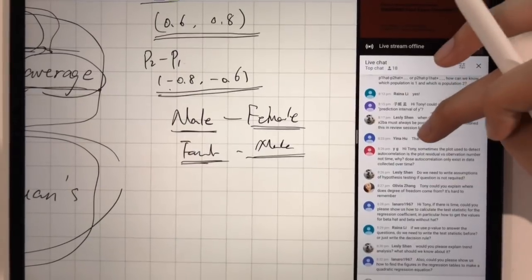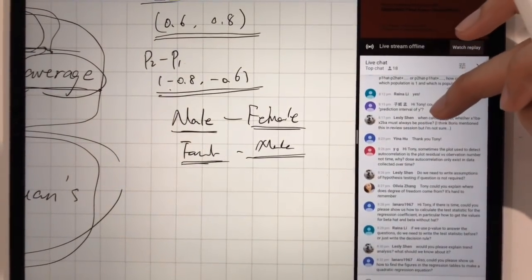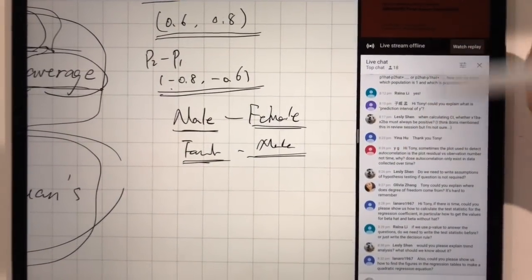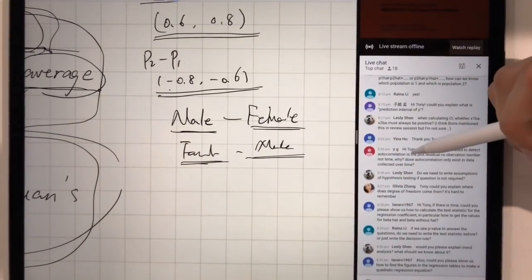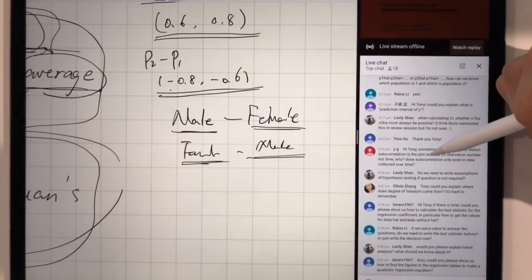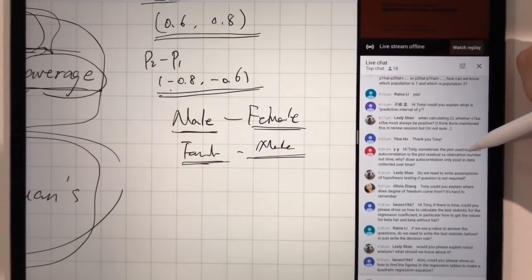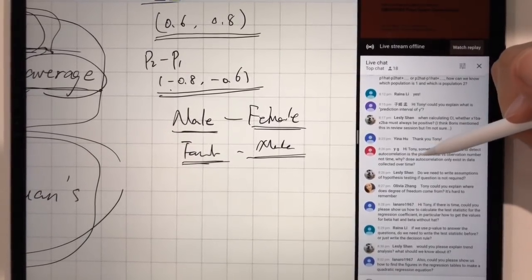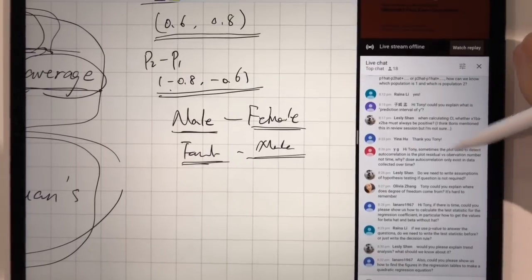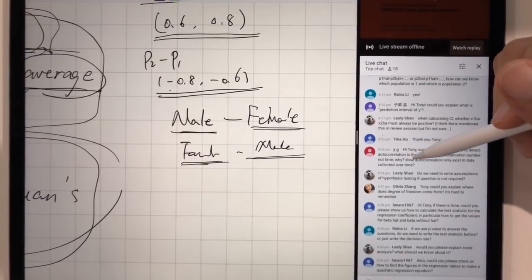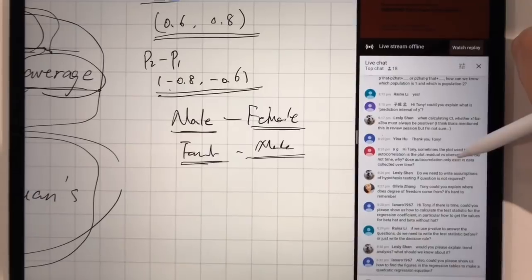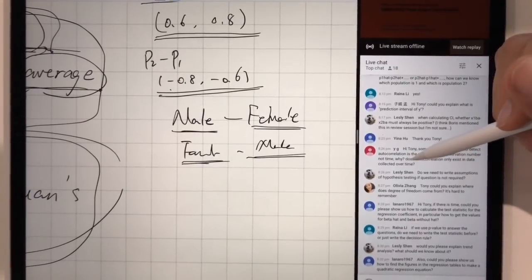Right, this is Leslie Shen's question. YG at 826 is asking, hi Tony, sometimes the plot used to detect autocorrelation is the plot of residual versus observation number, not time. Why? Does autocorrelation only exist in data collected over time?